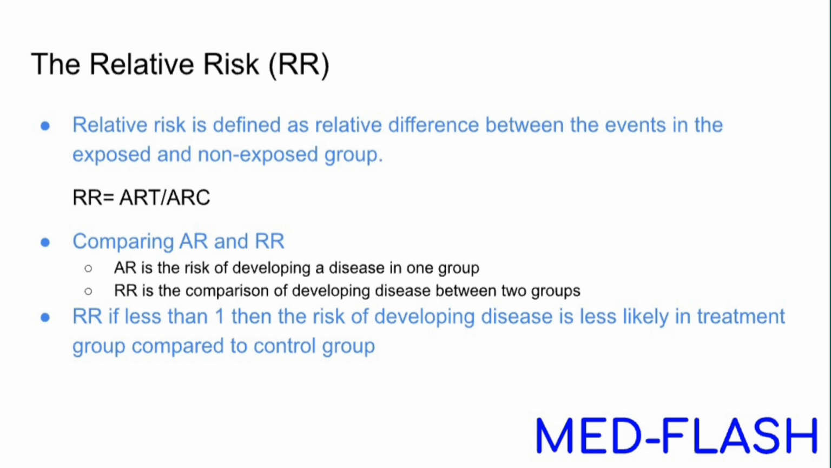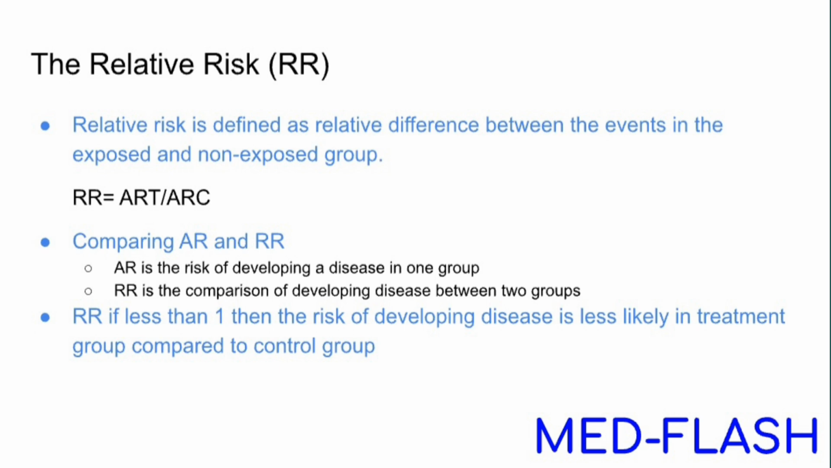It is a comparison of the relative difference between the events in two groups, which are the control group and the treatment group. So in relative risk, you are comparing the probability of developing a risk in the control group versus the treatment group. All right. If you get a statement that relative risk is less than one, then the risk of developing disease is likely to be less in the treatment group compared to the control group. Why is that? Because in this formula, relative risk is equivalent to attributable risk in the treatment group upon attributable risk in the control group.